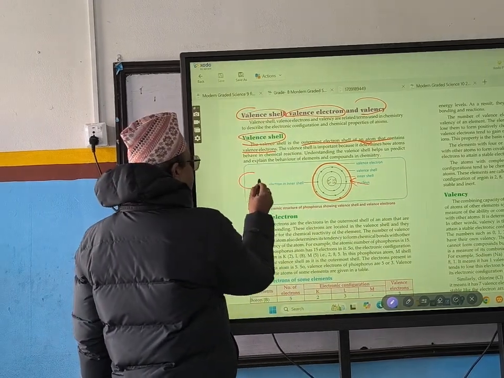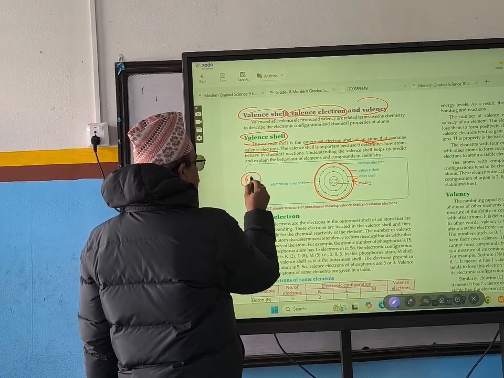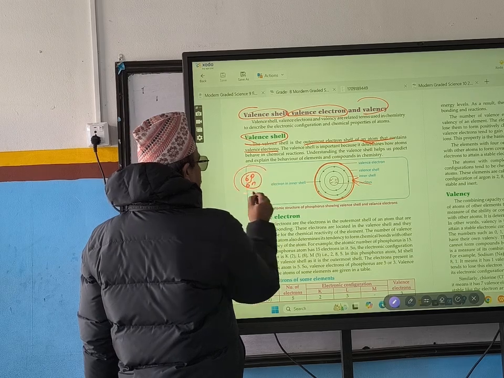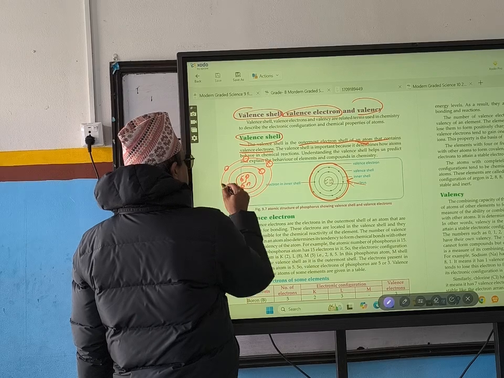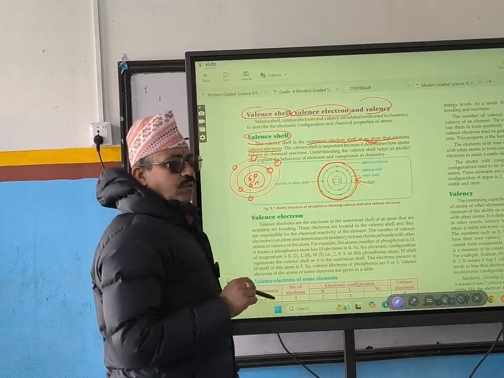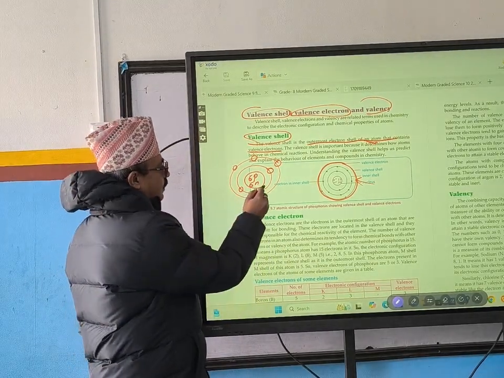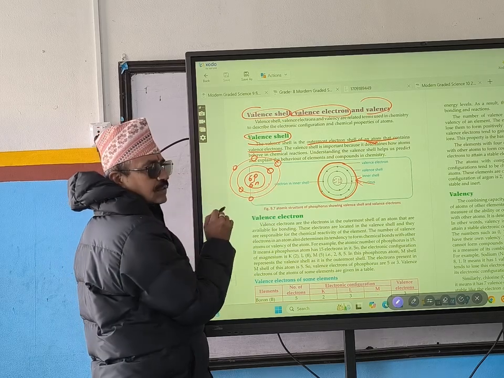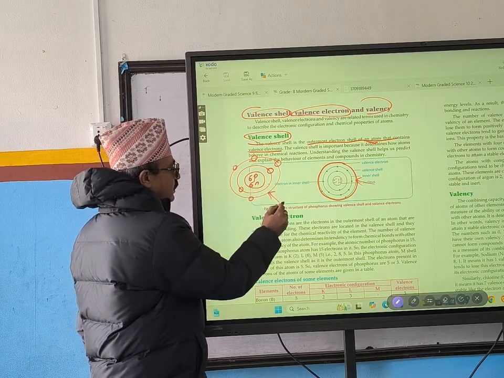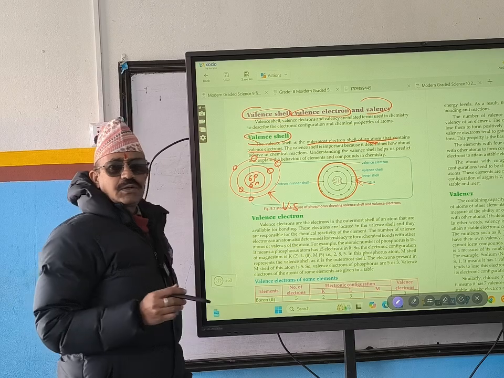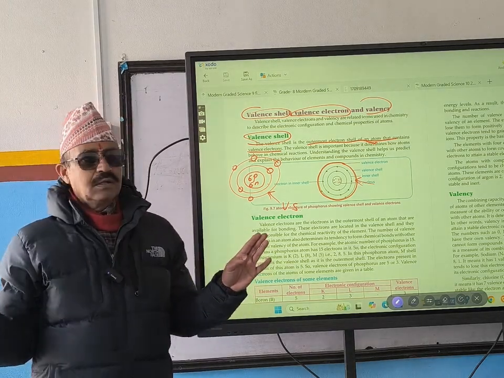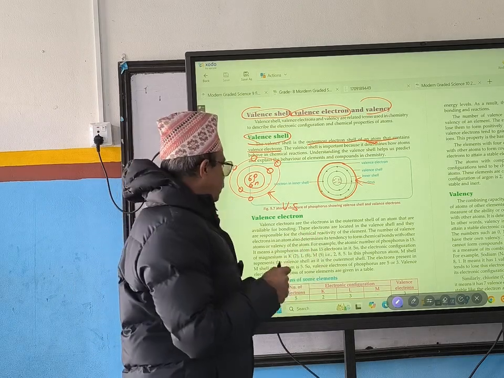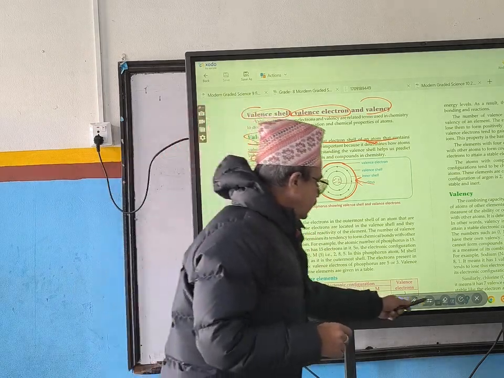But if I draw here another atom, 6 proton, 6 neutron, 1, 2, 3, 4. So which one is valence shell? This one is valence shell or this one is valence shell? The outermost. This is VS, or valence shell. Is it clear? Children, is it clear or not valence shell? Okay. Now next thing.